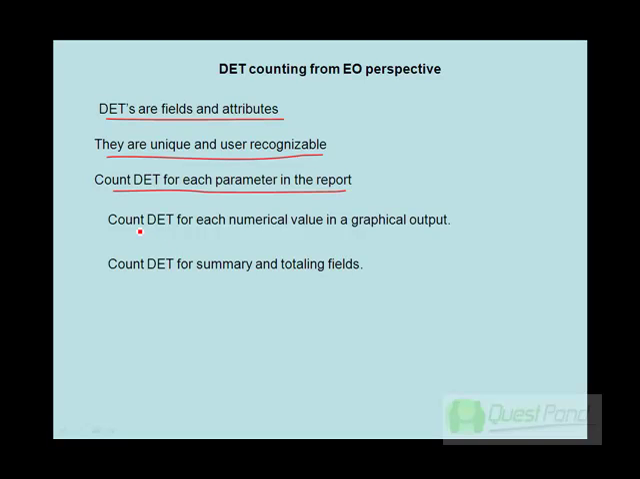You need to count each numerical value in the graphical output as a DET. For example, if you have a graph and in the graph you are showing some kind of percentage or some kind of value, then you need to count that as a DET. You need to count all the totaling and summary functions in EO as a DET. For example, if you have a report which shows the sales per customer, and then finally there is a running total, then you need to count that total as one DET.